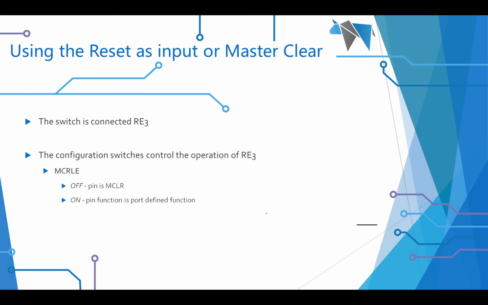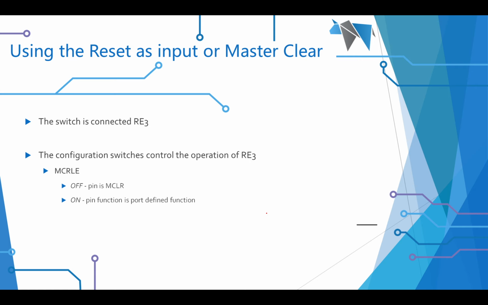So we have a switch connected to RE3. There's a thing in the microcontrollers called the configuration switches. On AVRs, they're called something slightly different, but these are software switches that control the operation of that particular port called RE3. It's called MCLRE, Master Clear. There are many different names for it, but let's just call it Master Clear.